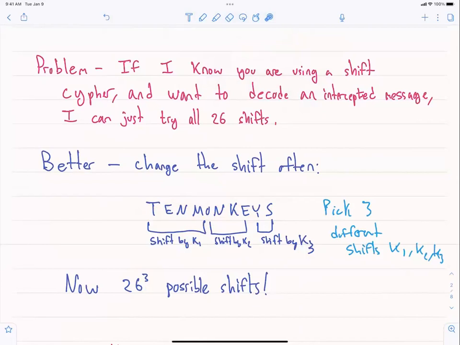And maybe we want to talk to each other. Maybe we want to send each other messages more often than we have time to talk in person at lunch.